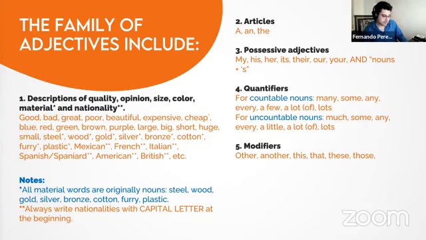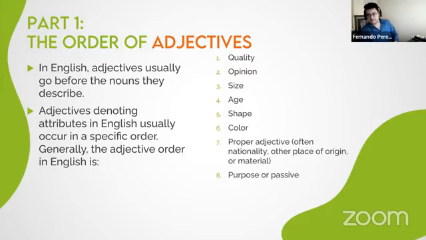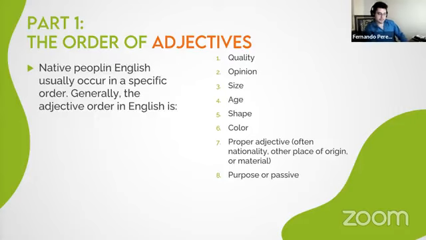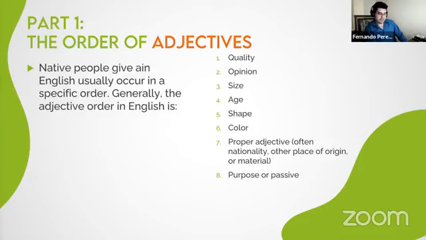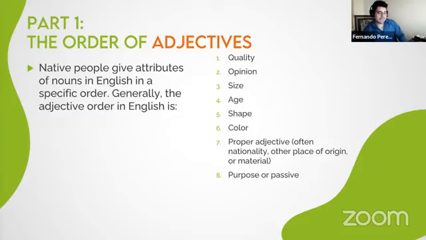Let's talk about the first category. Part 1, order of adjectives. In English, adjectives usually go before the nouns I describe. American people give attributes in English in a specific order. Native people give attributes of nouns in English in a specific order.